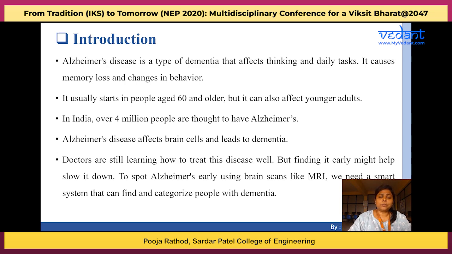Introduction. So what is Alzheimer's? Alzheimer's is a brain disease. It is a type of dementia that affects thinking and daily tasks. It causes memory loss and changes in behavior. It generally starts in people at the age of 60 and older, but it can also affect younger adults. In India, over 4 million people are thought to have Alzheimer's. Sometimes people already feel the dementia at a younger age, like they forget some place, some name, some number, some roads. Alzheimer's disease affects brain cells and it leads to dementia.